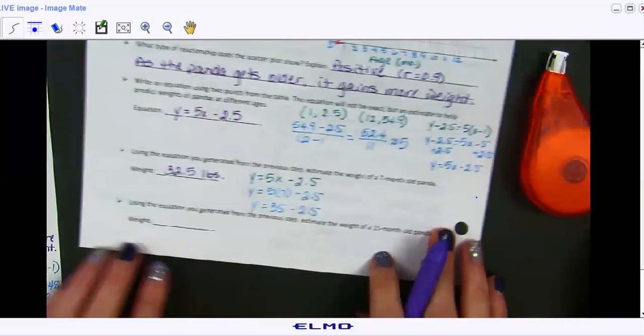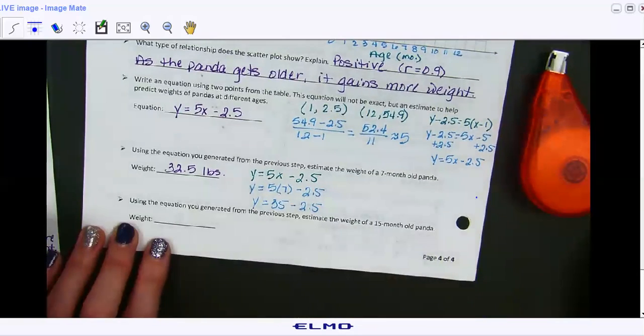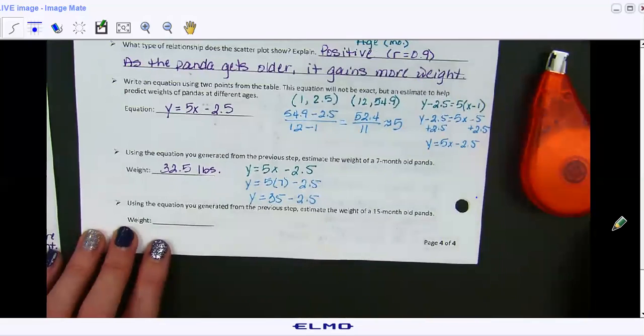Okay. Now I want you guys to do the same thing, but you're going to estimate the weight of a panda at 15 months old. So we'll do the same thing.